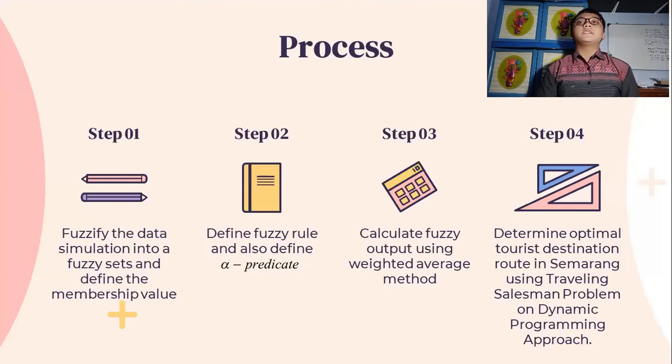The process of making the optimal route. Step 1 is fuzzify the data simulation into a fuzzy set and define the membership value. Step 2, we define the fuzzy rule and also define alpha minus predicate. Step 3, calculate fuzzy output using weighted average. And step 4, determine optimal tourist destination route in Semarang using traveling salesman problem on dynamic programming.